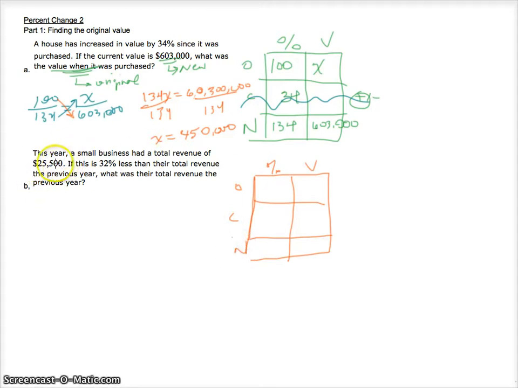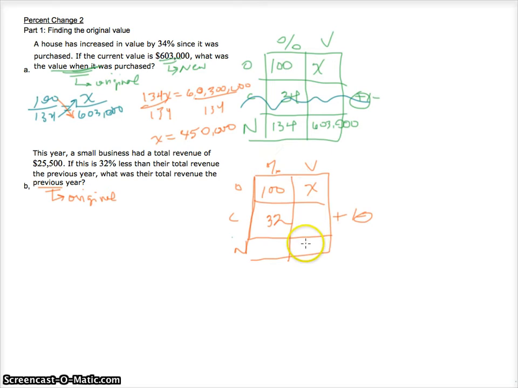This year, the revenue was 25,500. It's 32% less than the total value the previous year. So it has decreased to this value from a previous one, which makes it the original. So the previous year is the original value. So it's X and it's 100. It's 33% less than, or 32%, excuse me. So out of our addition or subtraction, we're going to subtract here.